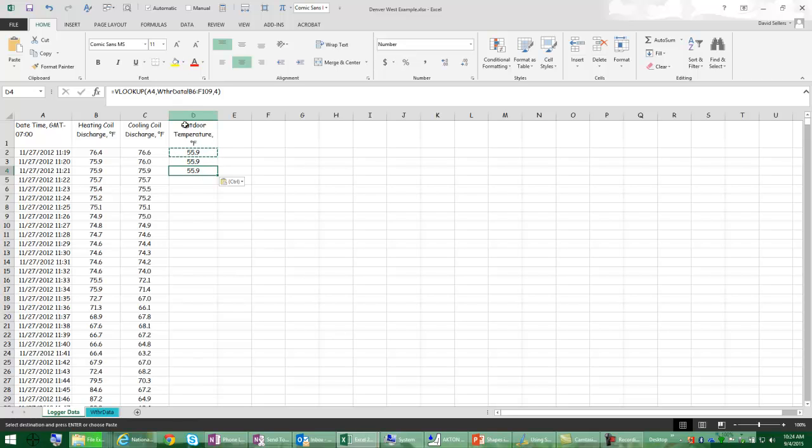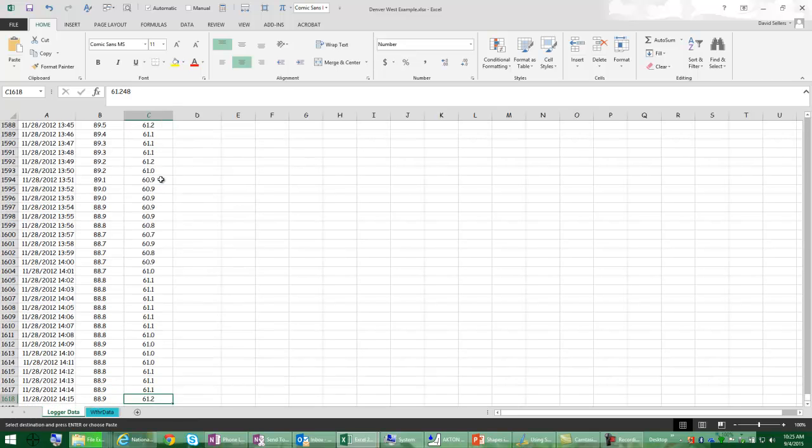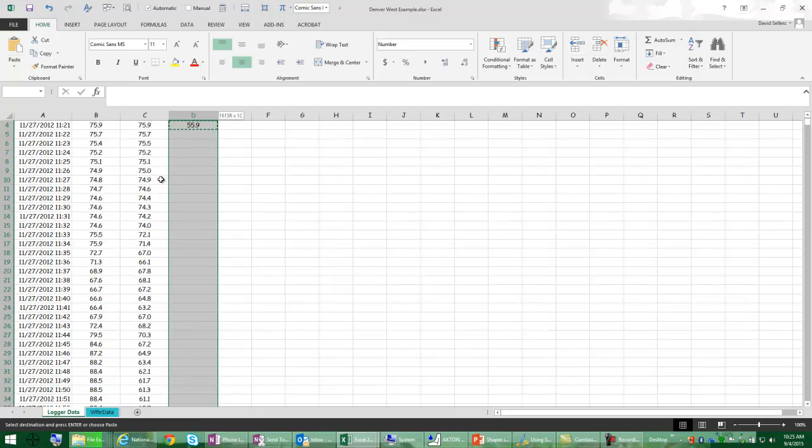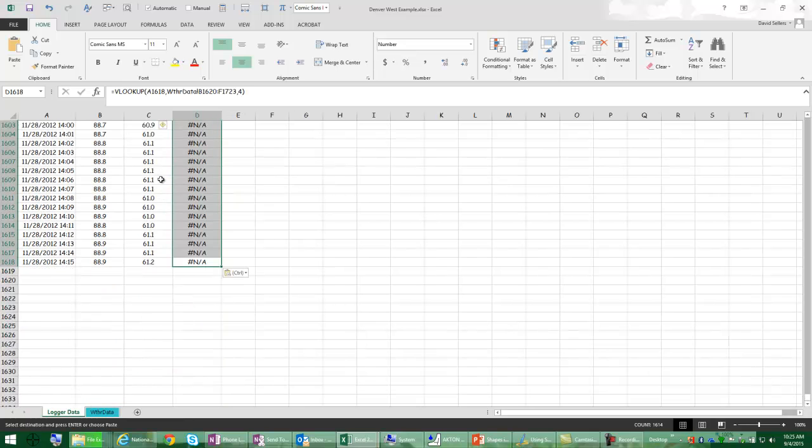So I want to make this an absolute reference before I copy it. Let me show you what that error looks like. I'm going to press Control C, click in here to find the bottom, press Control down arrow, arrow over one cell, press Control Shift up arrow, let go of Control, press down arrow once, and paste that formula in.